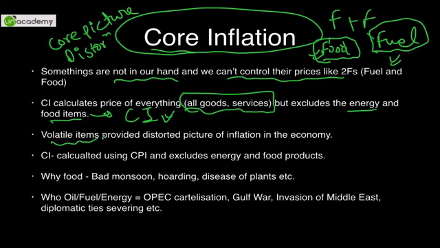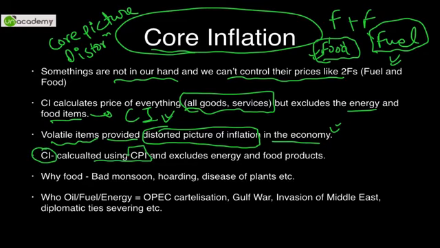So volatile items will provide a distorted picture of inflation in the economy. Is that absolutely understood? Core inflation is calculated using the consumer price index and it excludes energy and food products. So this is what I wanted to convey to begin with.